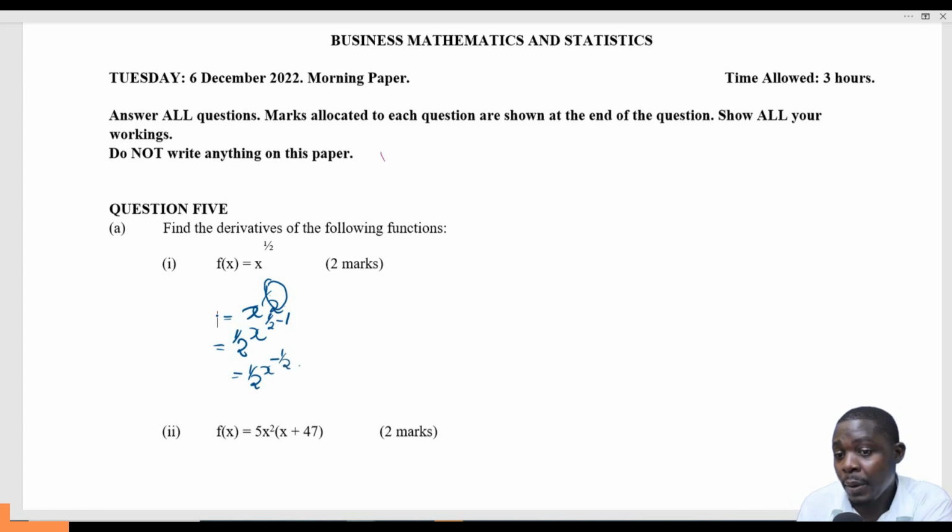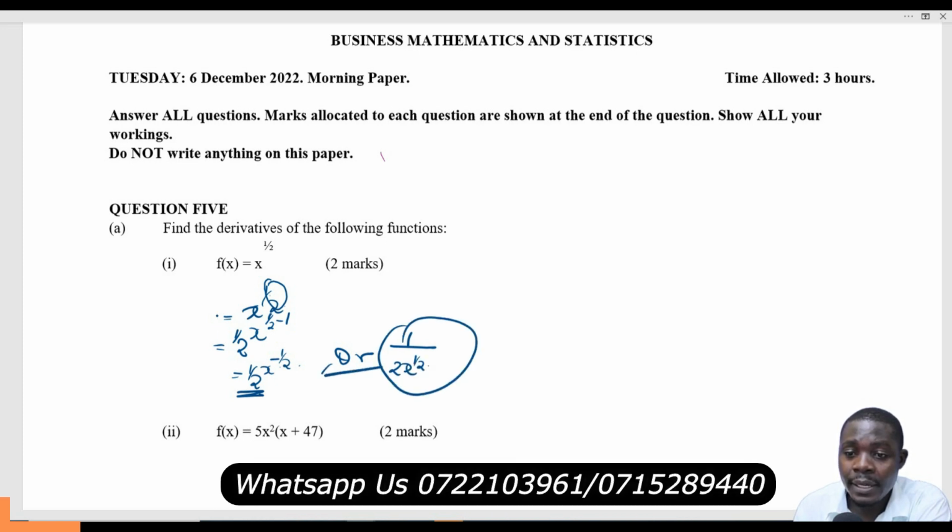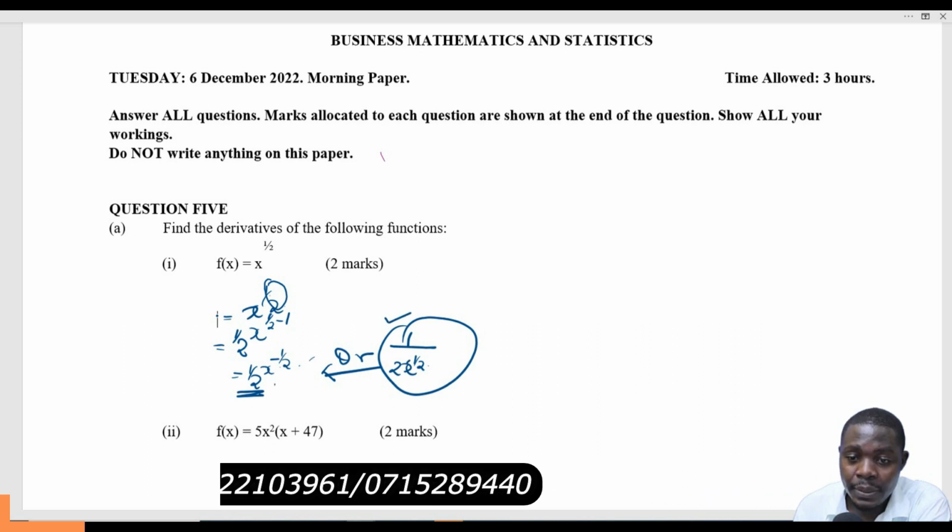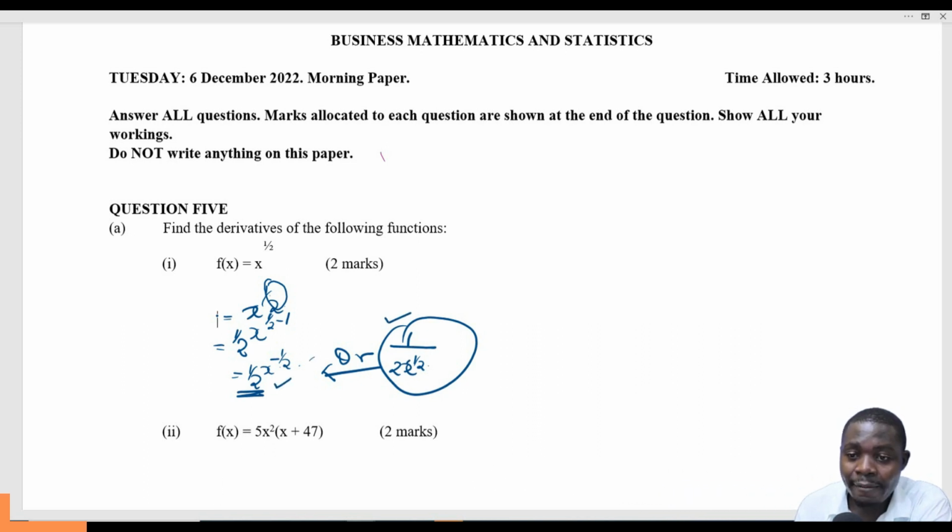A half minus 1, you remain with negative a half. This particular equation can as well be written as 1 over 2x raised to a half. This one and this one are just one and the same thing. You can present your answer in this format or in this particular format. This is the derivative of that particular equation of x raised to power a half.